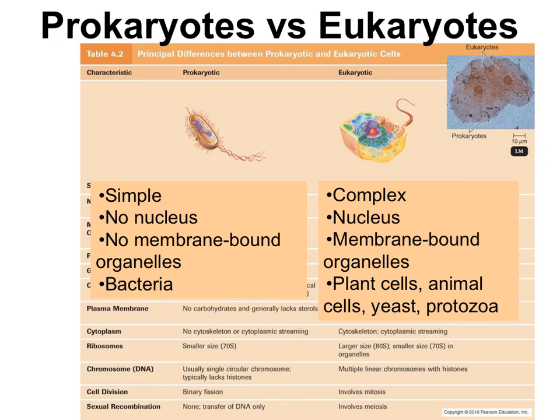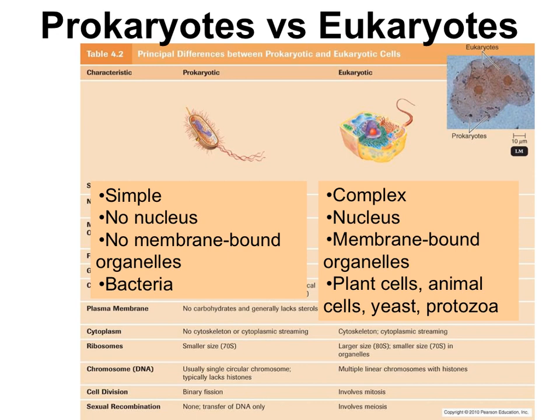But these lists can boil down to these simple points. Think of prokaryotes as simple cells with no nucleus, and eukaryotes as more complex cells with a nucleus. One reason that prokaryotes are simple is because they don't have any membrane-bound organelles. Eukaryotes do have membrane-bound organelles like endoplasmic reticulum, Golgi apparatus, vesicles, vacuoles, and more.